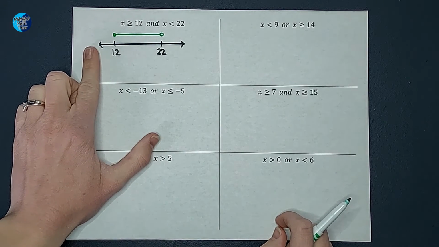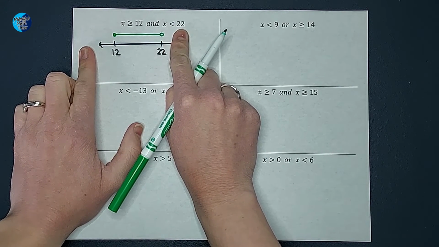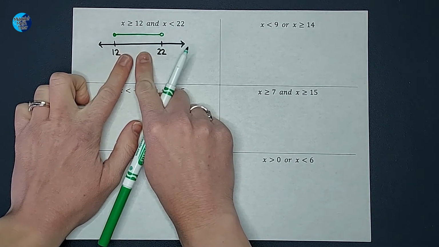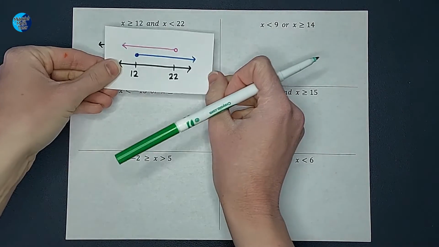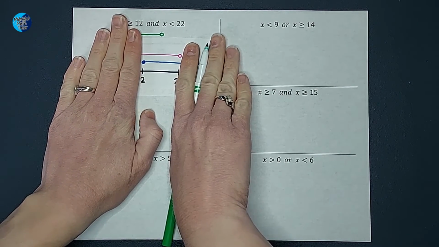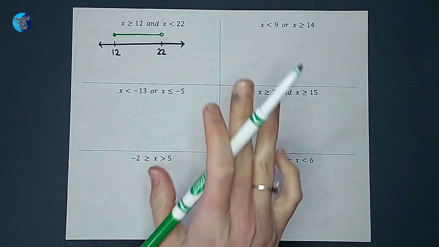Now, a number over here, say like 0. 0 is less than 22, but it's not greater than or equal to 12, so that's why it's not included here. There are some people who may prefer to graph both the lines and then just look at where they overlap. If you like that better, go for it. I just kind of like this way.